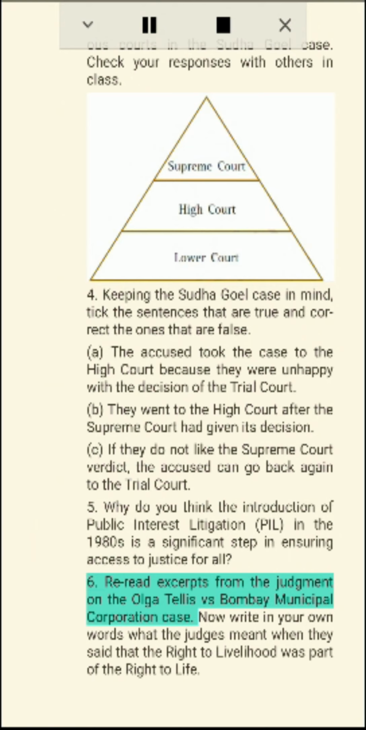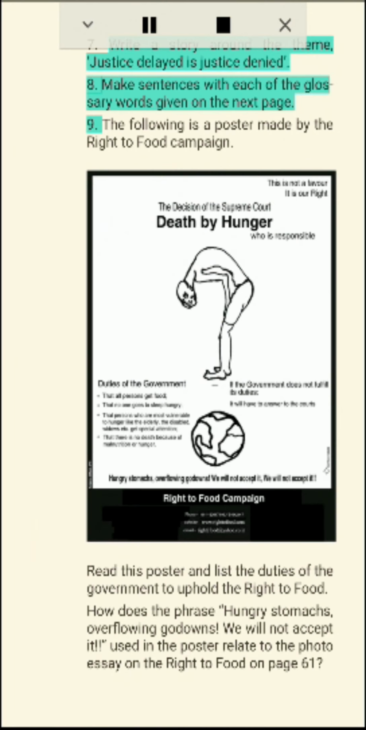6. Reread excerpts from the judgment on the Olga Tellis versus Bombay Municipal Corporation case. Now write in your own words what the judges meant when they said that the right to livelihood was part of the right to life. 7. Write a story around the theme, justice delayed is justice denied. 8. Make sentences with each of the glossary words given on the next page.